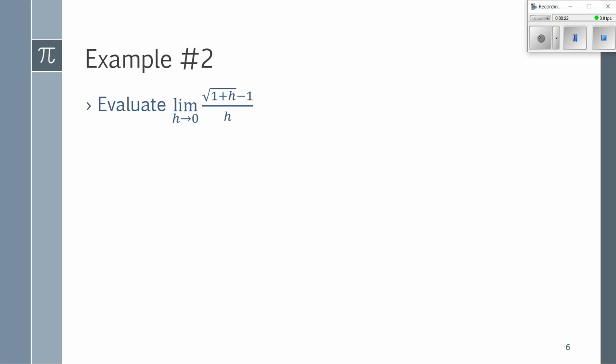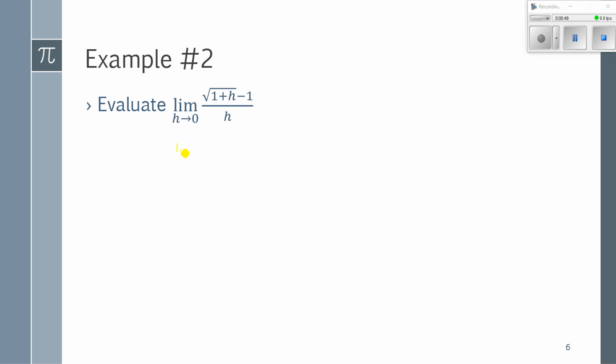Some of you may recognize that this is the difference quotient for the square root of x when x is 1. But if you don't recognize it, that's okay. Even though this is the formal definition for the derivative of the square root of x when x is 1, not recognizing that is not going to be a detriment for this problem. So the first thing I would try is substitution.